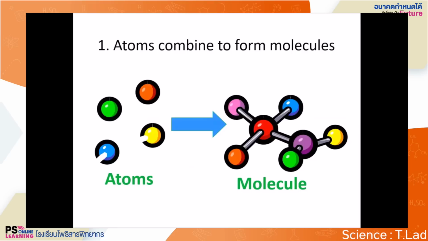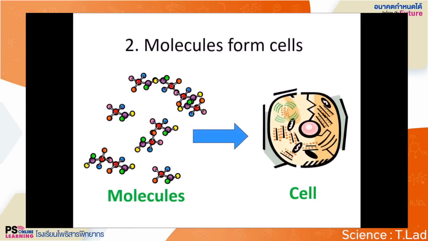We learned that matter is made up of atoms. And here, atoms chemically combine to form molecules. Different molecules form a cell. So meaning a cell is made up of different molecules. And different molecules are made up of different atoms.